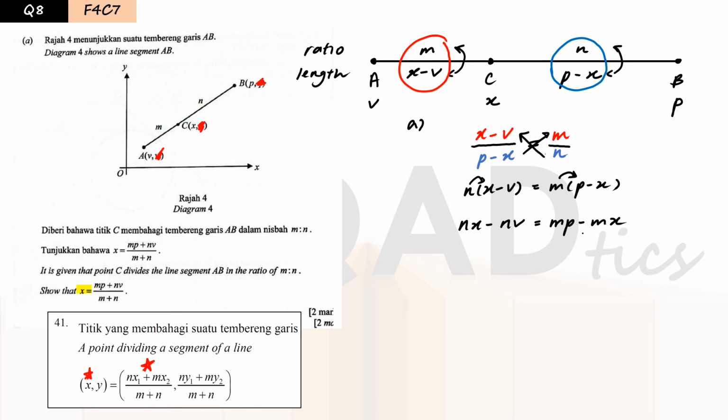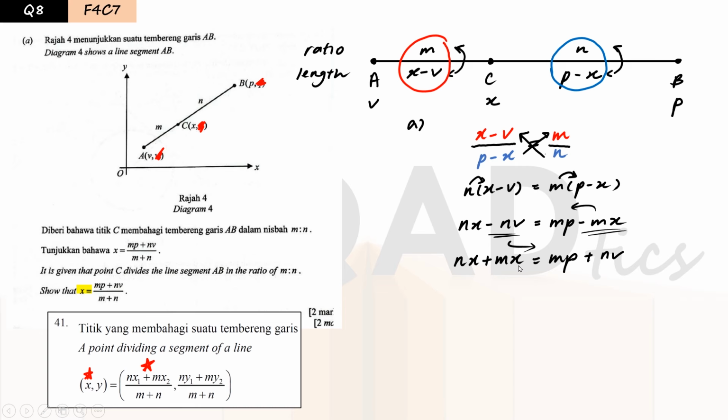Okay, so this negative mx, we need to move it to the left side. And for negative nv, because it does not have x, we are going to move it to the right side. Okay, so this would be the result. So negative mx moved to the left side will be a positive value, and this negative nv moved to the other side will be a positive value.